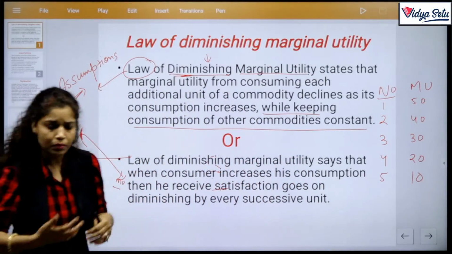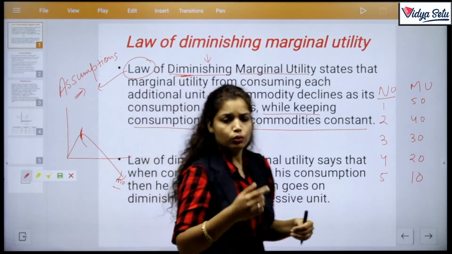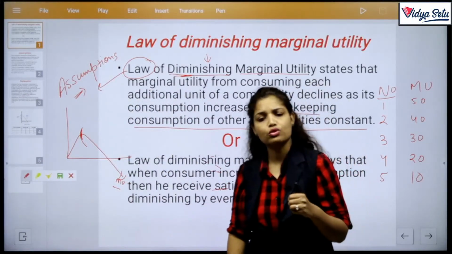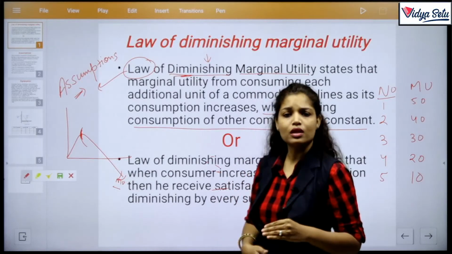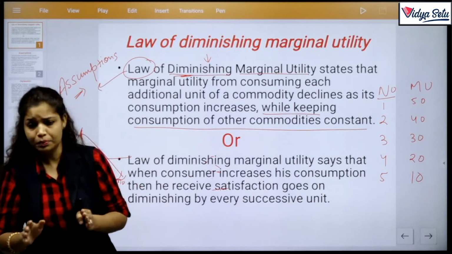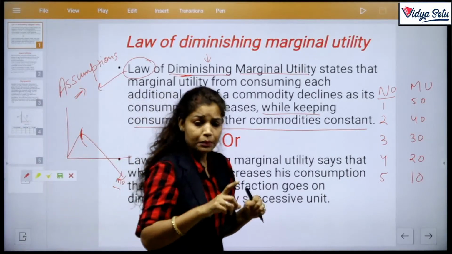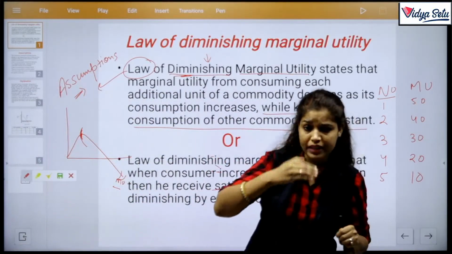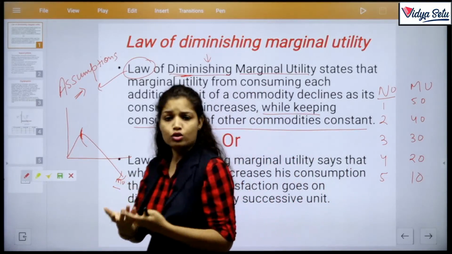I am very hungry, suppose my diet is 2 chapatis. The first chapati will give me a satisfaction that the second one will not, because I am very hungry. In the same way, if I am thirsty and I have to drink water, 1 glass of water gives me the best satisfaction compared to the next one.